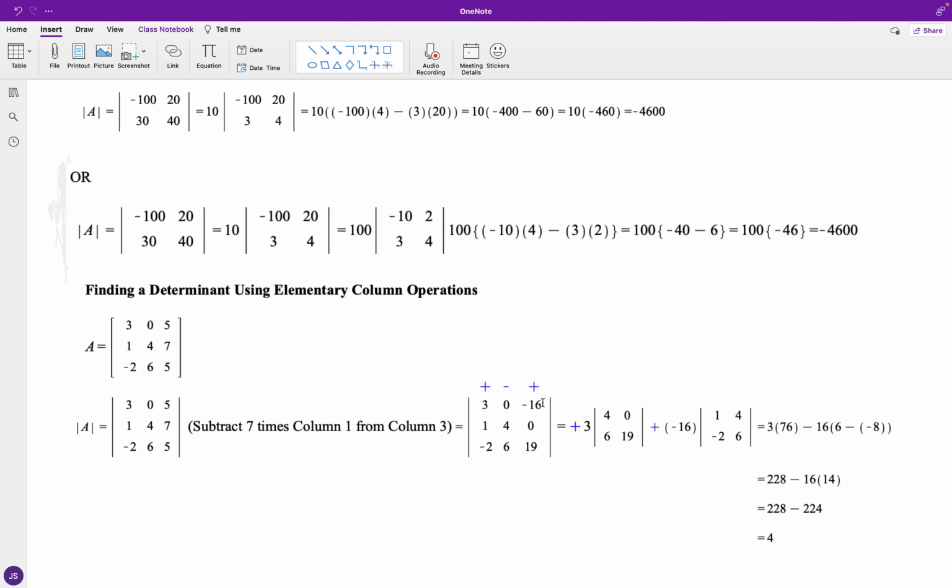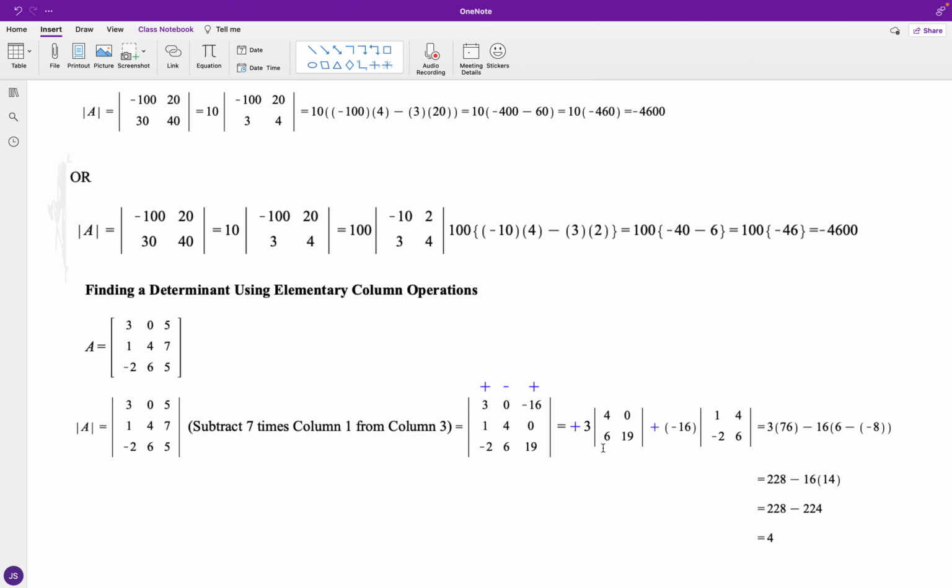And for the last column, I'm going to have 5 minus 21, 7 minus 7, and 5, plus 14. And so looking at what we have in this determinant, let's say I don't use any more column operations and just follow through from here. So I'm going to have 3 times the minor of the first row, first column.